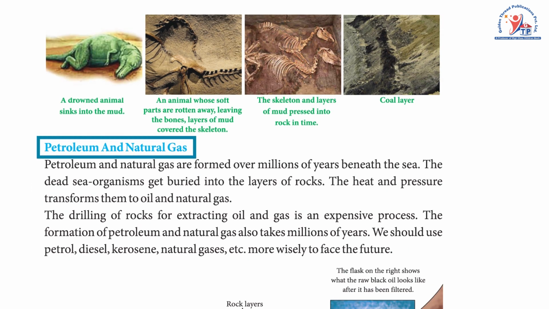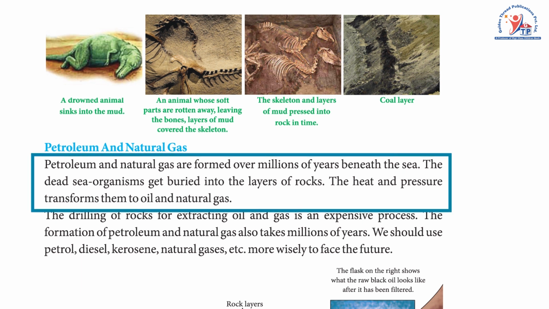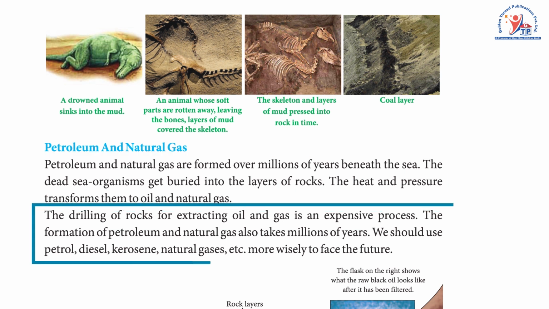Petroleum and natural gas. Petroleum and natural gas are formed over millions of years beneath the sea. The dead sea organisms get buried into the layers of rocks. The heat and pressure transform them to oil and natural gas. The drilling of rocks for extracting oil and gas is an expensive process. The formation of petroleum and natural gas also takes millions of years. We should use petrol, diesel, kerosene, natural gases, etc. more wisely to face the future.